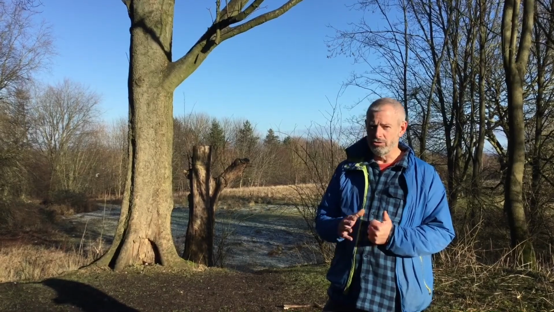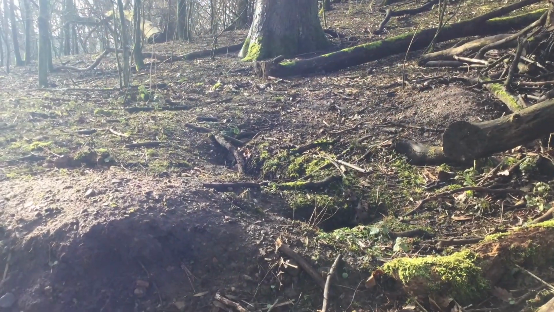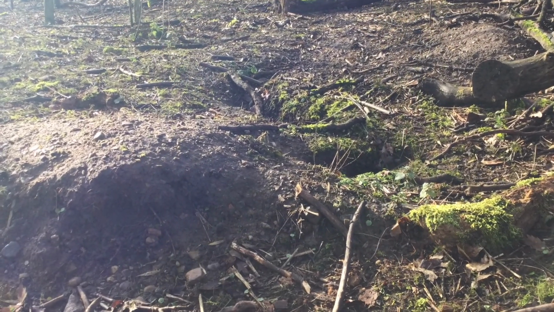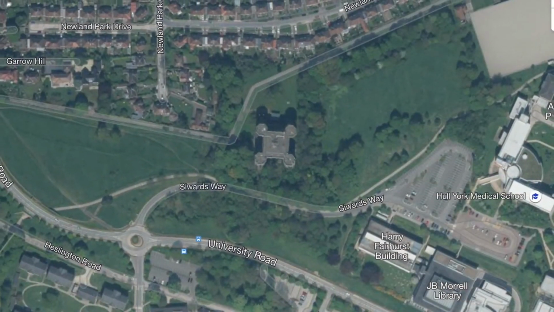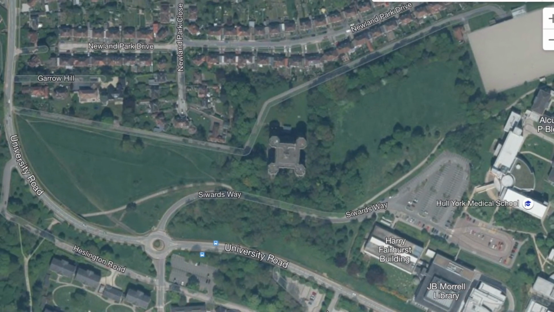Well, two ways. First of all, we're going to scrutinise the mound itself to see if we can tell anything from that. And second, we're going to look at the wider area, the context of this mound, and see if that tells us anything about it.